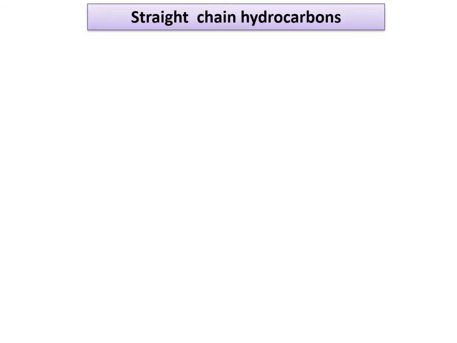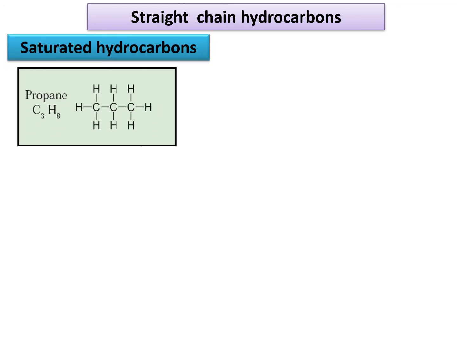The first one is the straight chain hydrocarbon. We will take the example of a straight chain hydrocarbon under saturated: propane. What is a saturated hydrocarbon? Saturated hydrocarbons have only single bonds between the carbons. Propane has three carbons, and all of them are joined by single bonds, and that is why it comes under saturated hydrocarbon.